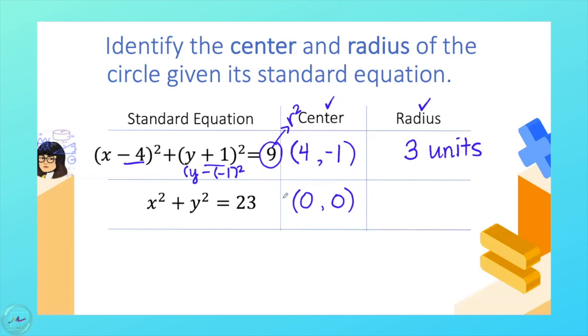And still, we look at the number that's on the right side of the equation. So kukunin nyo lang po yung square root of 23. And it's totally fine if we cannot find a perfect number that is the square root of 23. You may just simply write square root of 23, and that would already be the final answer.